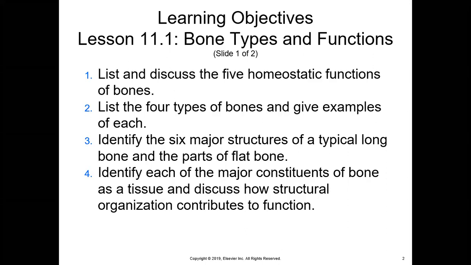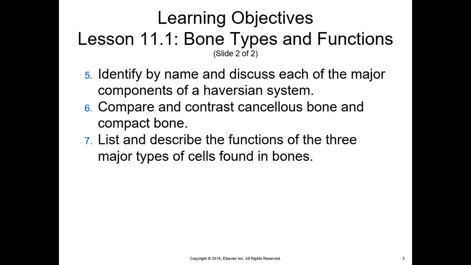Then we're going to identify each of the major constituents of bone as a tissue and discuss how structural organization contributes to function. Then we're going to identify and name the major components of the conversion system and compare and contrast cancellous bone, which is the same as spongy bone, and compact bone. Then we're going to list and describe the functions of the 3 major types of cells found in bones.